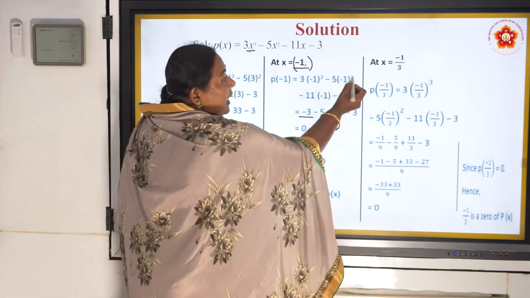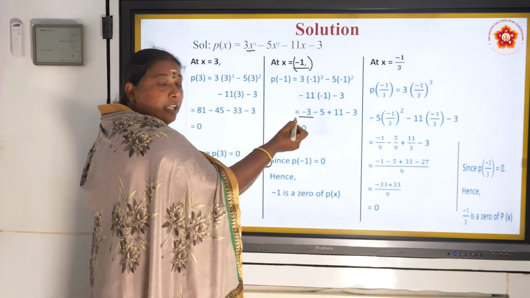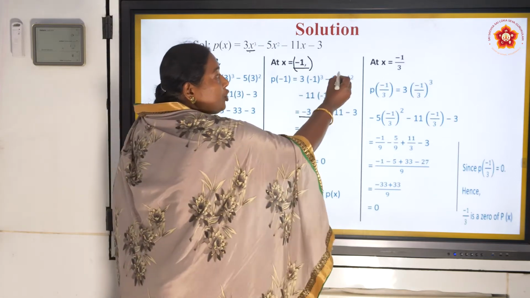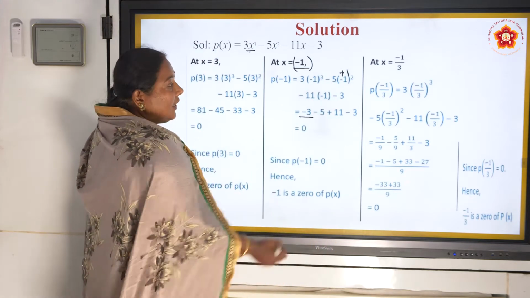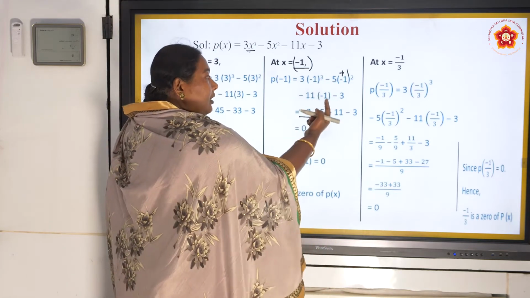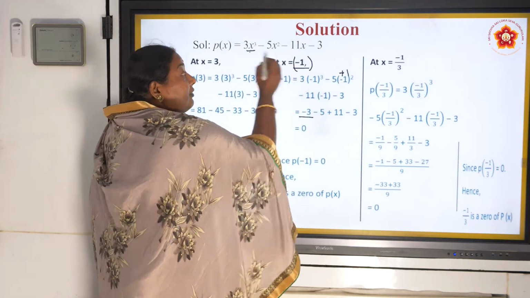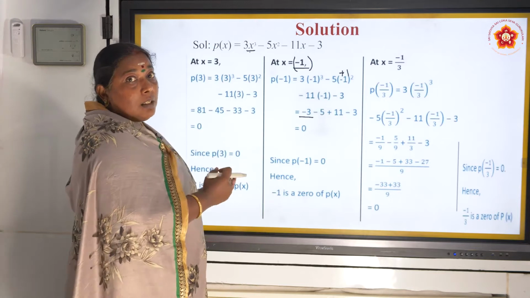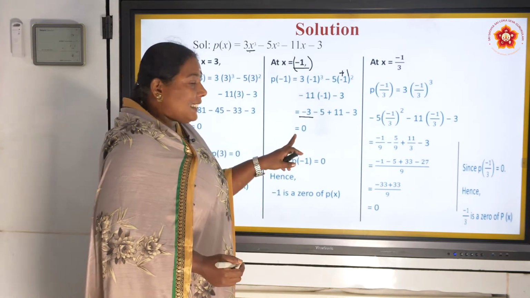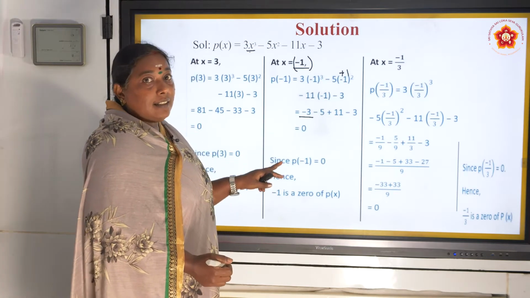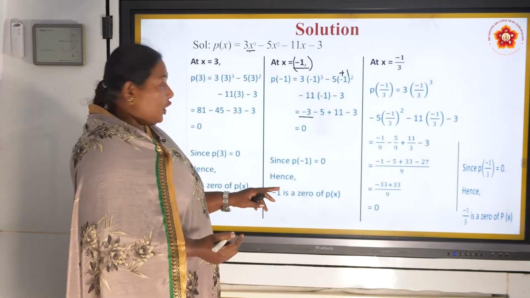Next, minus 5 into minus 1 whole power 2. Here the power is even, so I will get a positive 1. Minus 5 into plus 1, I will get minus 5. Next, minus 11 into minus 1 is plus 11, then minus 3. Whenever you have a minus symbol, you must be double cautious when you are doing the sum. So you will get the answer as 0. So I can tell that minus 1 is a zero of the polynomial.